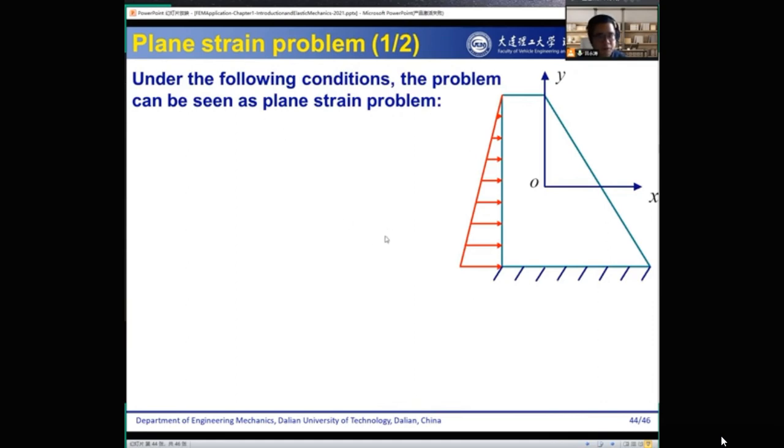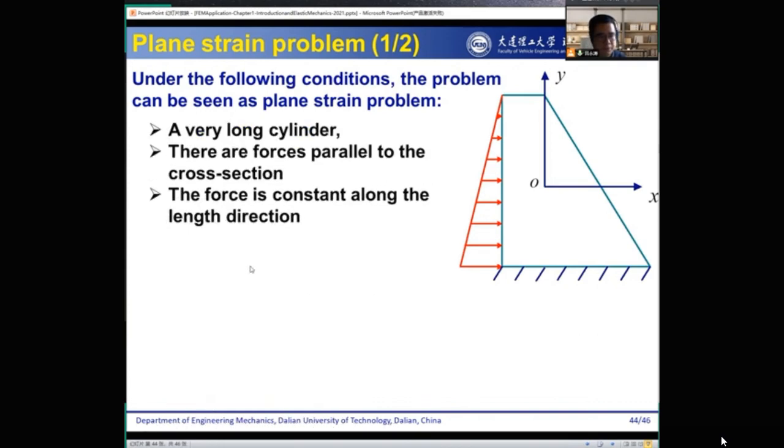Another type of 2D problem is the plane strain problem. Under what conditions can the problem be treated as a plane strain problem? We have the following conditions. First, a very long cylinder, very long in the z direction. Second, we have the force, but the force is parallel to the cross section. And third, the force is constant along the length direction, which means any cross section in the z direction, the force is the same.